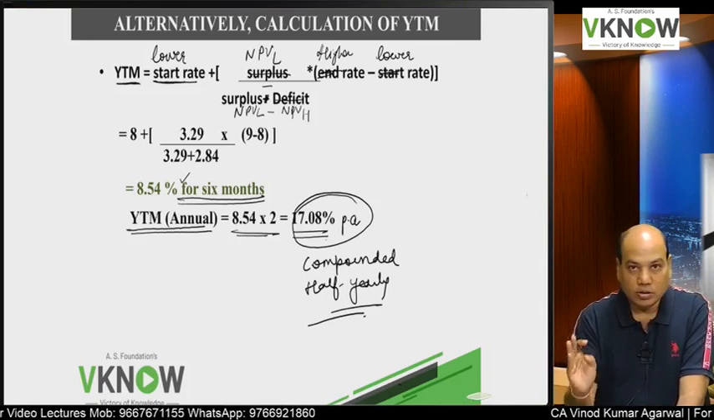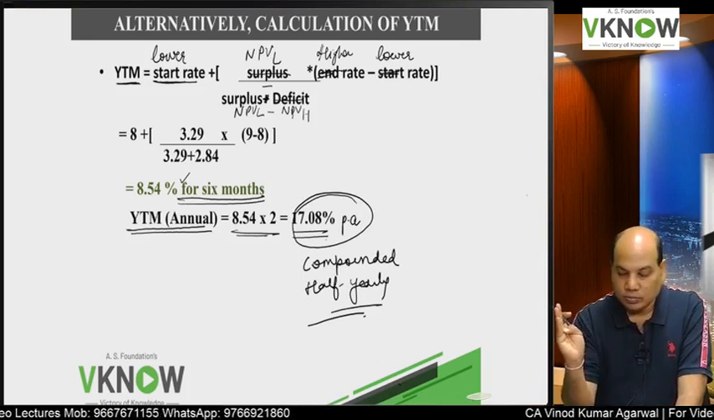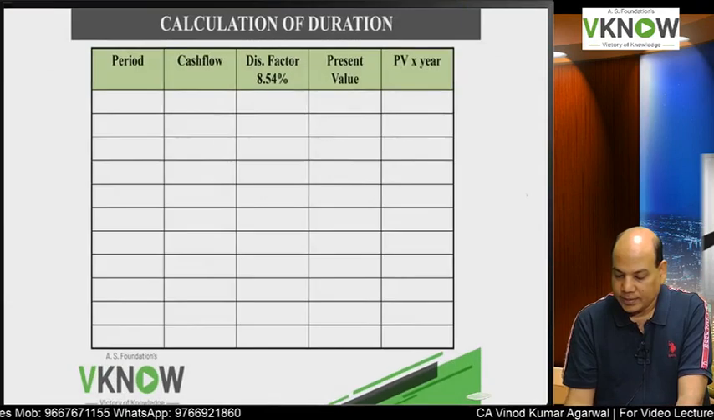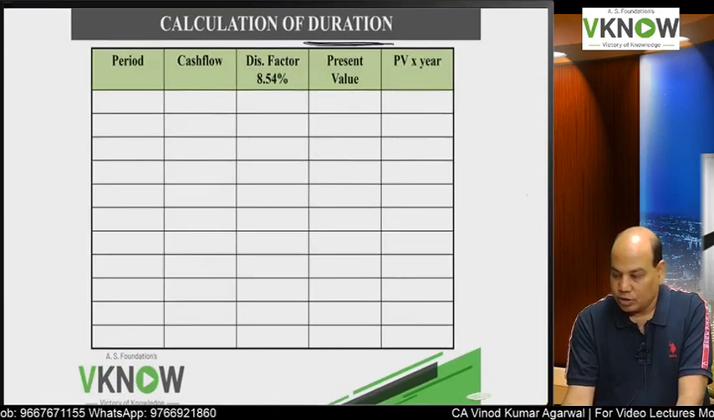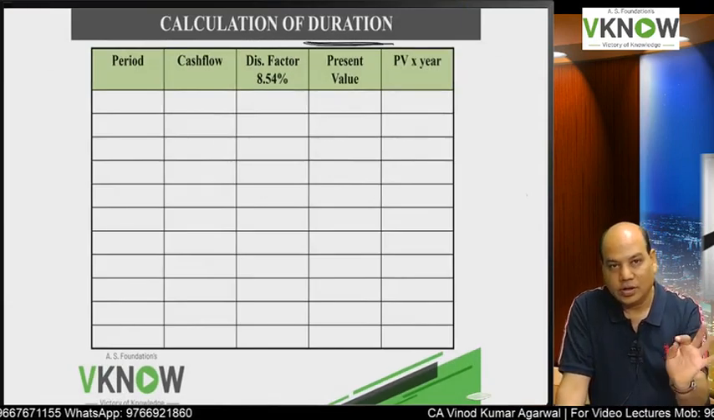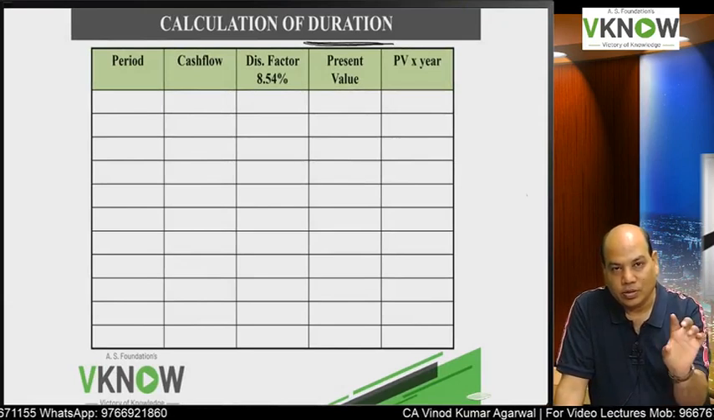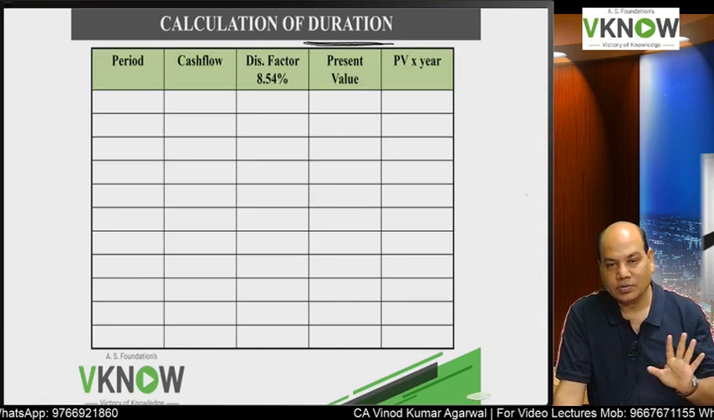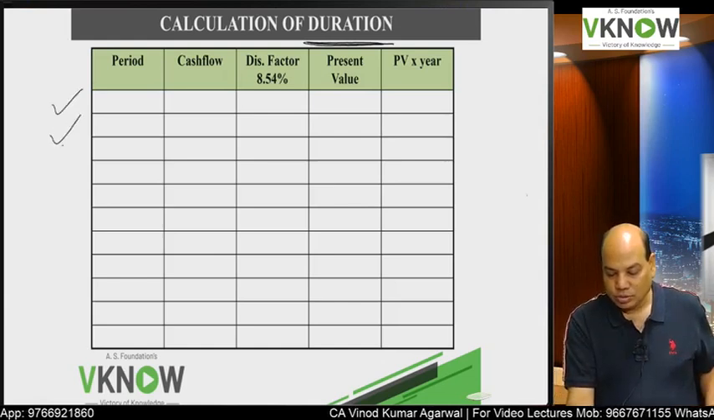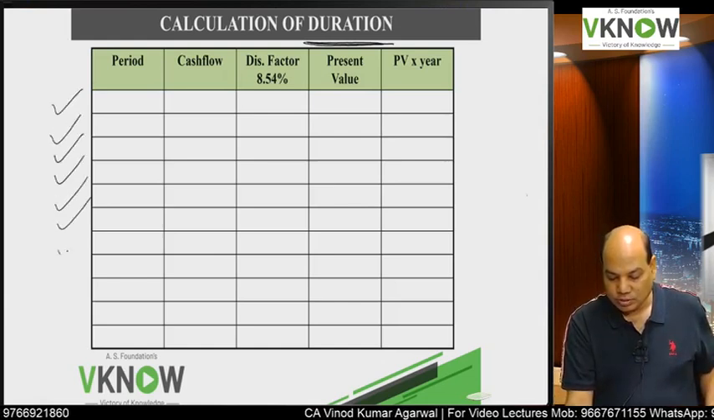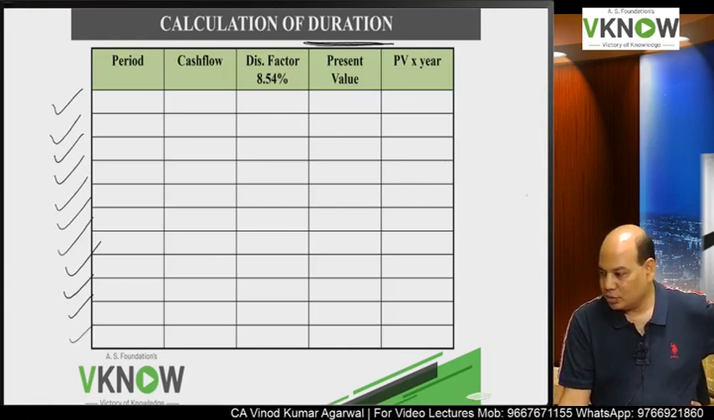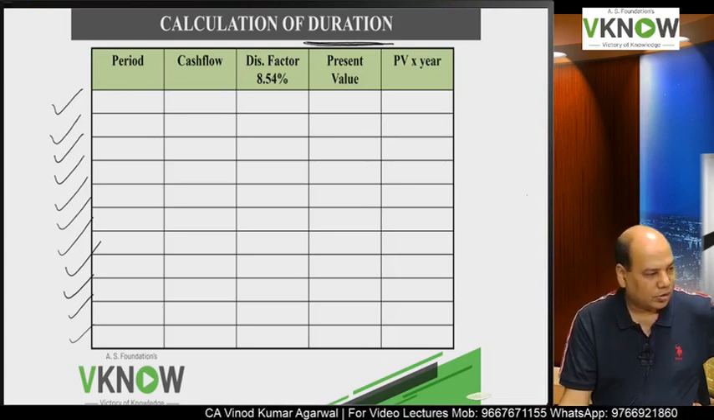So we have got current yield, we have got YTM. Now the next task is calculation of duration. And this is a semi-annual bond. 5 years is equal to 10 half years. So we'll have to do the calculation. Oh my God, 10 times. Write down. Calculation of duration.